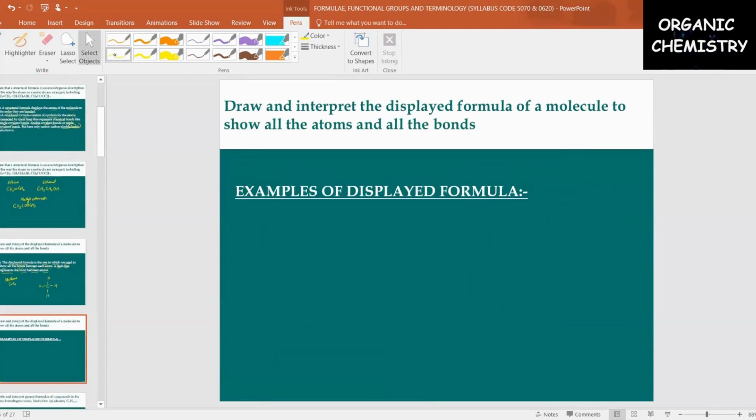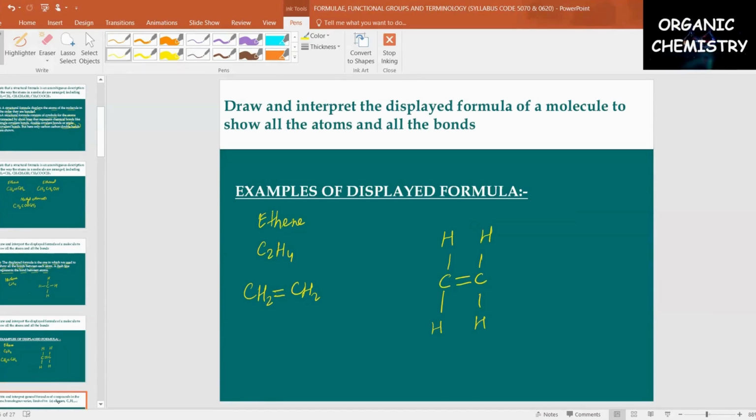Let's have some more examples of this displayed formula. For example, I want to draw the displayed formula of ethene. The molecular formula of ethene is C2H4. And I've just drawn the structure formula of ethene, which is CH2=CH2. Now I'm going to draw the displayed formula of ethene. So I will draw like this: C double bond C, 1, 2, 3, 4. There are 4 hydrogen atoms bonded to 2 carbon atoms. Each carbon is bonded to 2 hydrogen atoms in this. So there are other examples also. We will see.